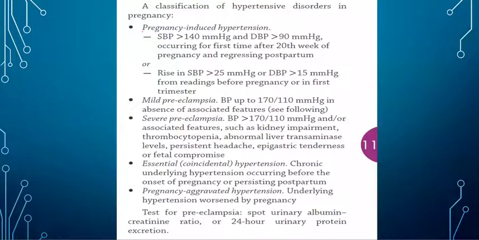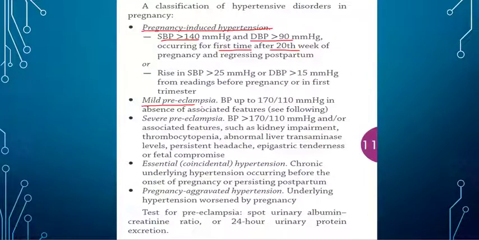So if you go through here, this is called pregnancy-induced hypertension or gestational hypertension. If systolic blood pressure is more than 140 or diastolic more than 90, occurring first time after 20 weeks of pregnancy, that's pregnancy-induced hypertension.